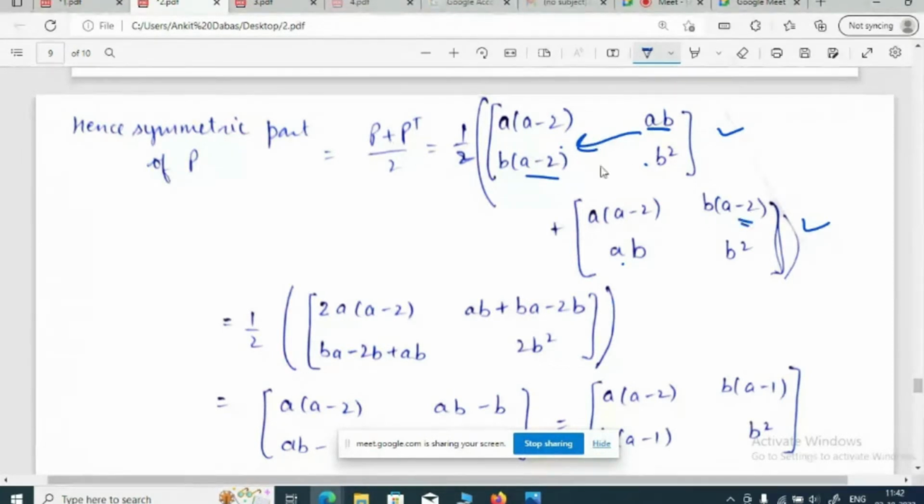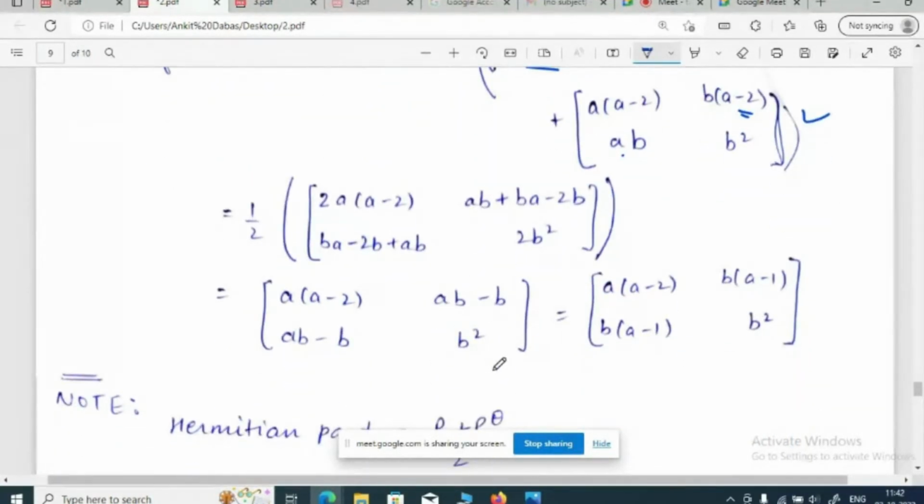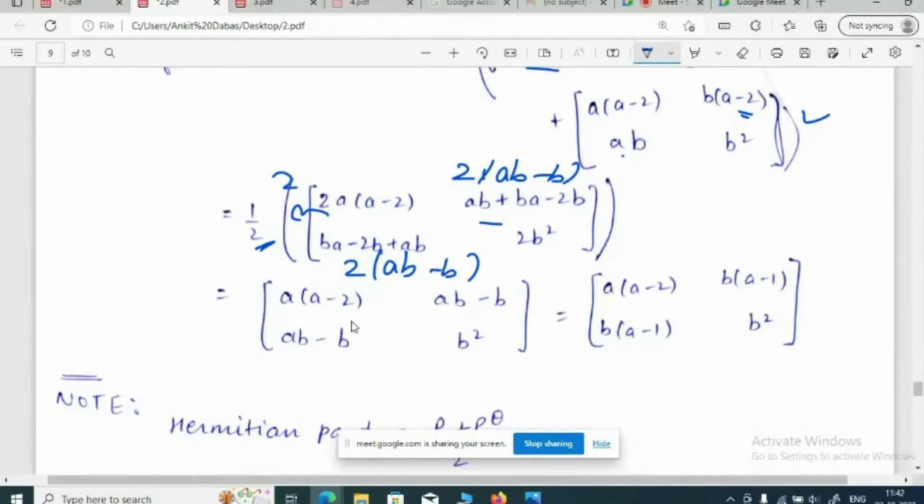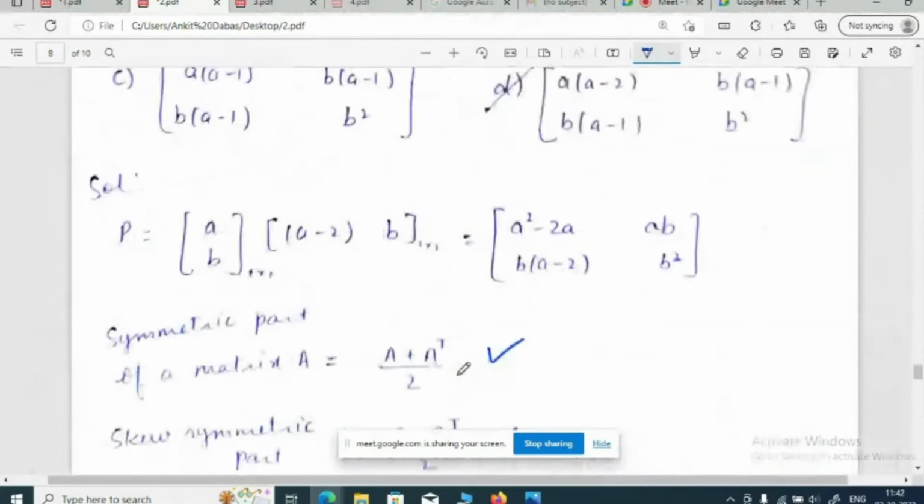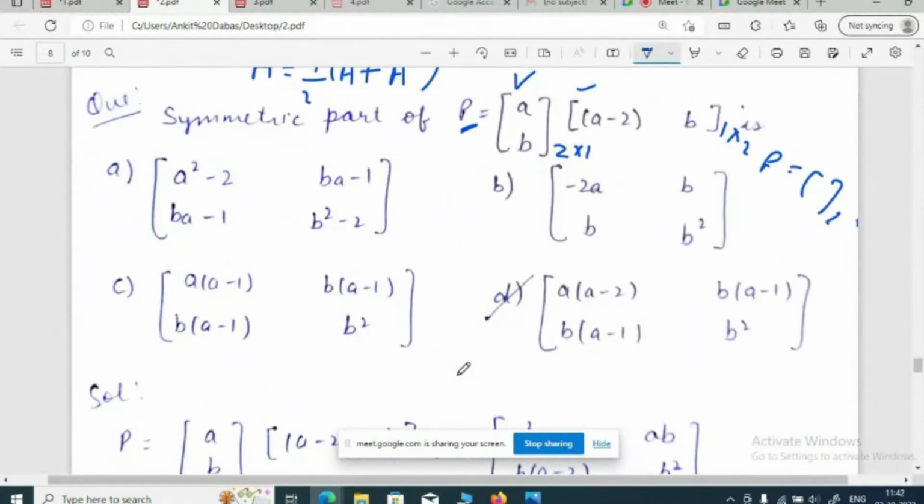So we will add these two matrices, that is component-wise addition, adding the corresponding terms only, and we have 1 by 2 here. We notice that here we have 2A into A minus 2. Here it will be 2 into AB minus B, and it will come out to be this. Here we will get 2 into AB minus B, and this is 2B square. We can take 2 common out of this matrix and cancel it out. So this is the result that we get. Checking which of the options is correct, it is option D.